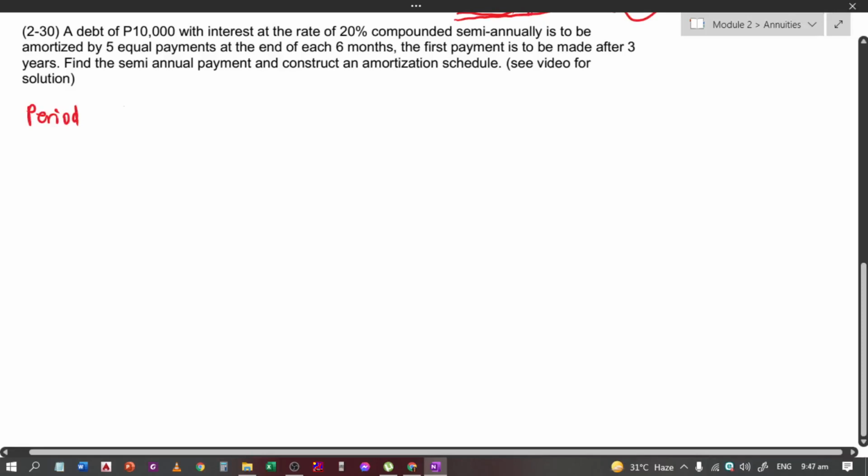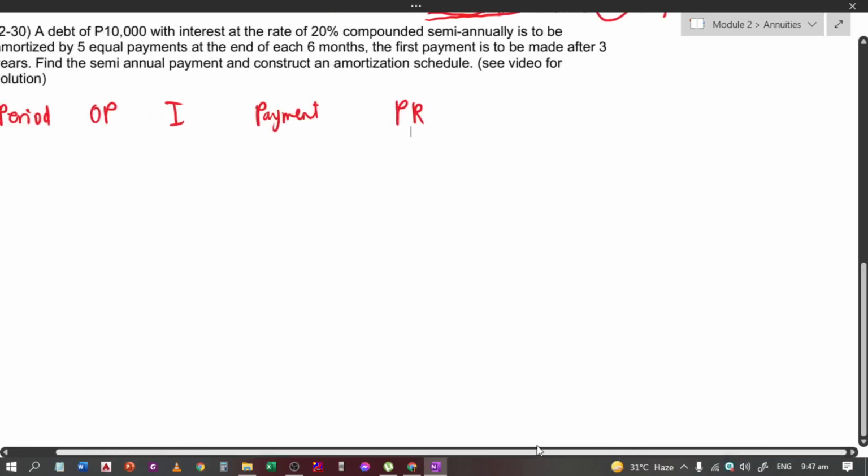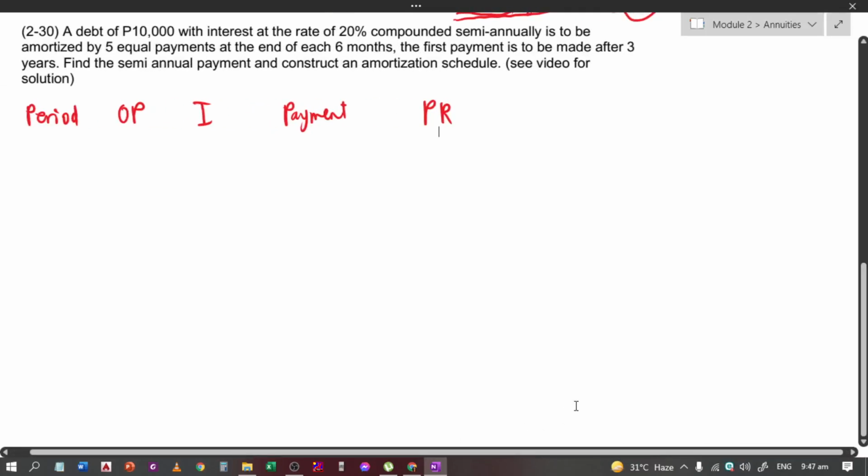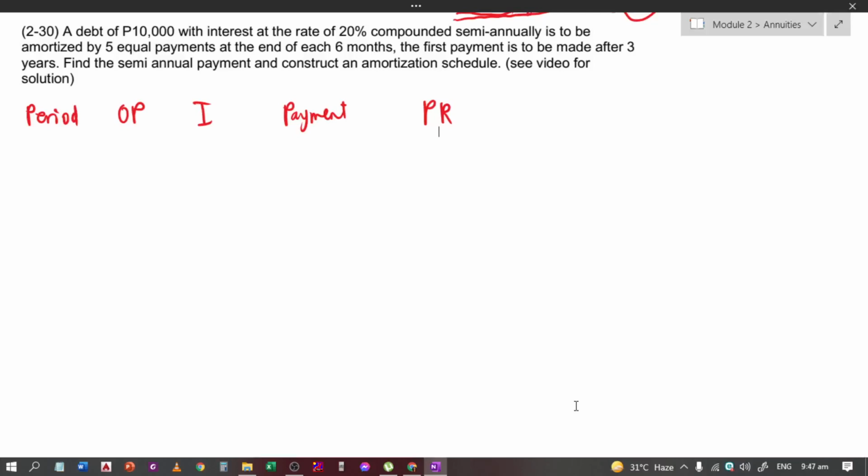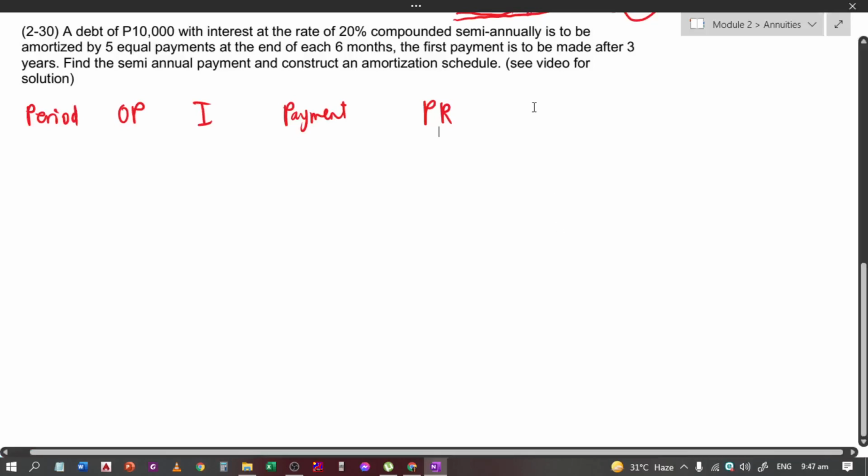Period. Outstanding principal, interest, payment, principal repaid. So, a debt of 10,000 with interest at the rate of 20% compounded semi-annually is to be amortized by 5 equal payments at the end of each 6 months. So, 5 payments lang tayo na semi-annual. Pero, yung first payment niya, nag-start siya after 3 years pa. Meaning, deferred yung pagbayad. So, i-draw natin yung CFD para mas madaling maintindihan.